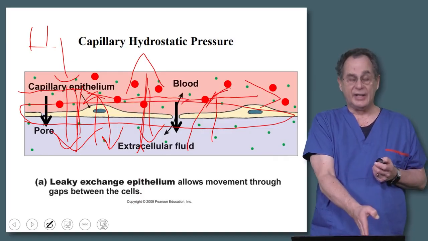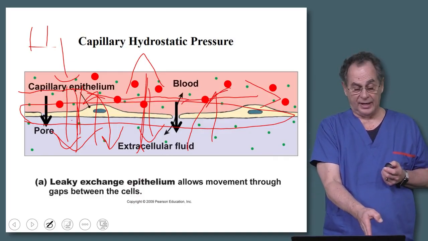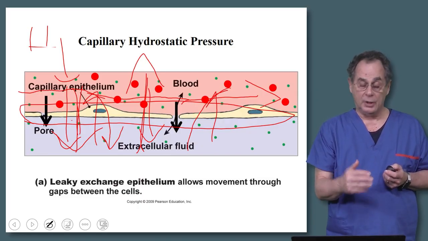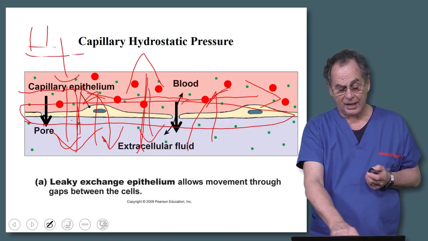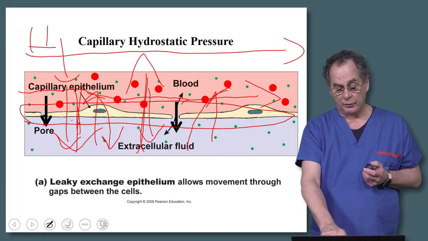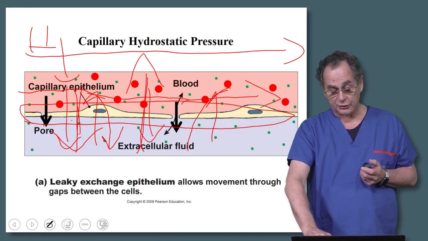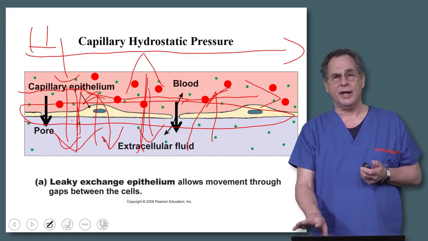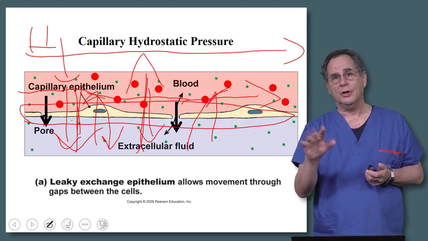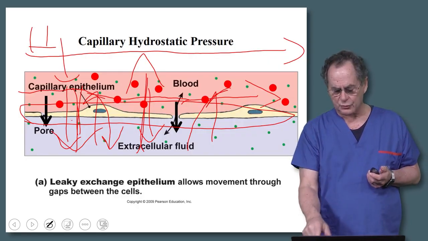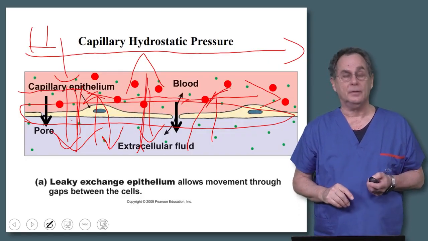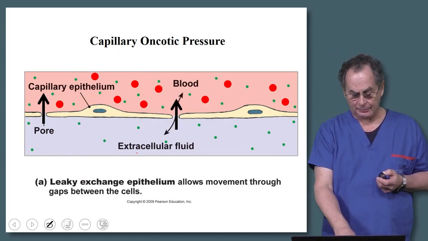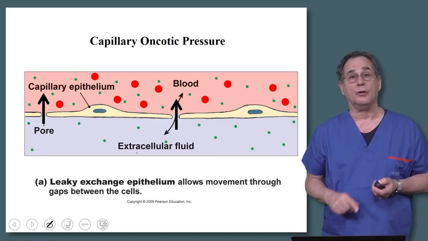So if we were sitting in the early capillary bed, we would see the Starling forces move water into the interstitium. And as we moved along this capillary, we would reach a point at which the oncotic pressures began to move fluid back into the vascular compartment, pretty much for a net zero gain. Now, that's not entirely true, but again, for practical purposes, we'll say that there's a net zero gain. That's demonstrated here, in which leaky capillaries allow movement through gaps in the cells.